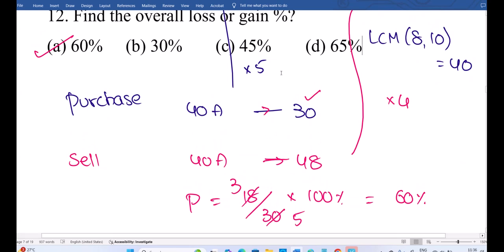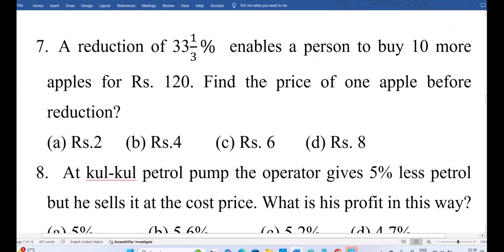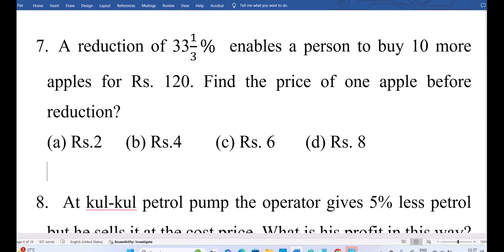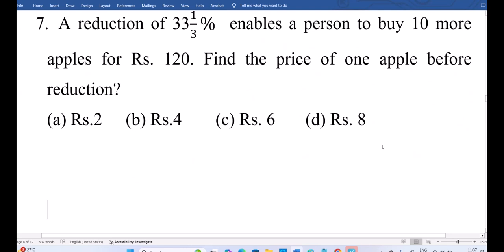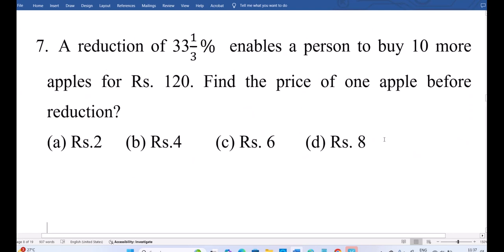So next question. Percentages, profit and loss, simple interest and compound interest. Revision. Every company, if you just look into that, they are asking all these topics. Now let's see about the 7th question.